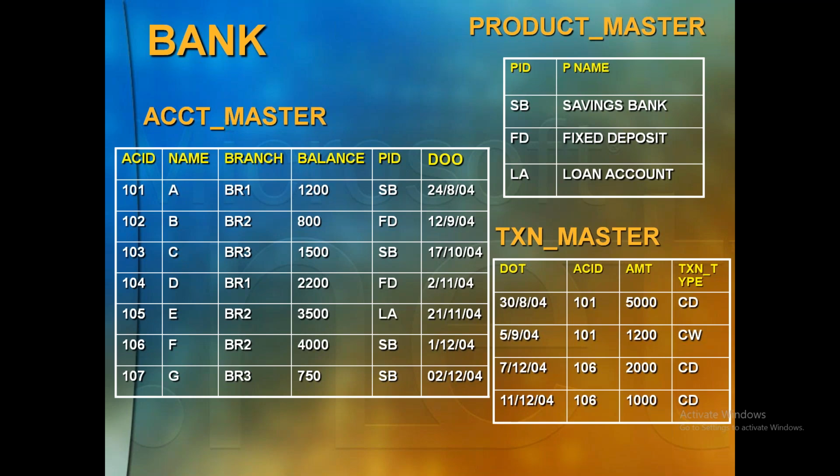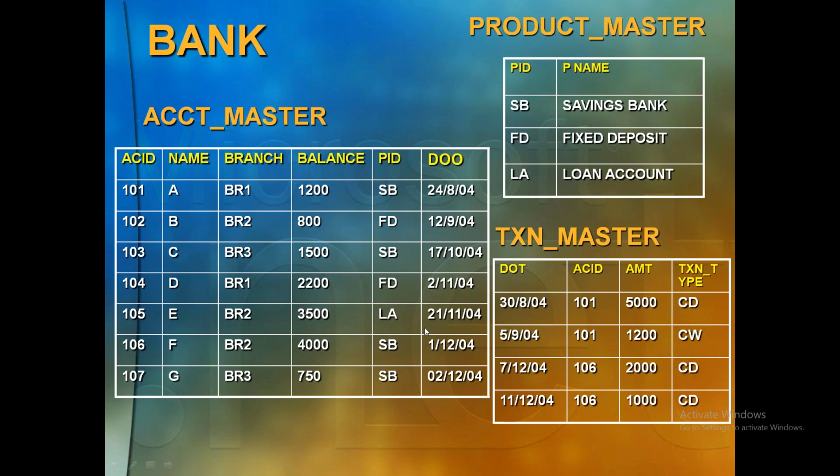I wanted to know who are the customers who have done the cash deposits, and I wanted to know their names. First of all, I have to go to this table, find who are the people who have done the cash deposit, and pick up the account number. And by using the other table, 101 means A and 106 means F. I need to print A and F. But to print A and F, I have to go to this table and get the data. Clear? So I need to join these two tables.